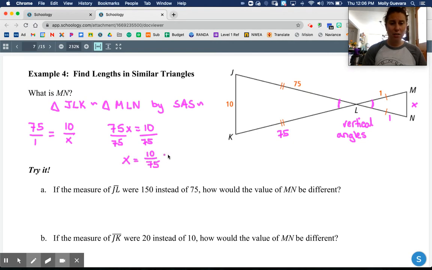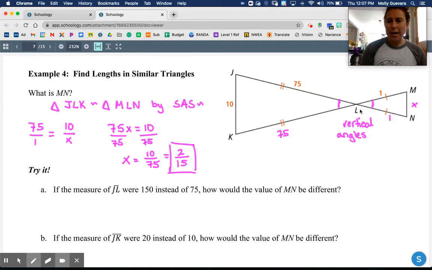That fraction does reduce. I can divide by 2. And I get 2. Oh, sorry. No, I can divide by 5. Huh, not 2. 10 divided by 5 is 2. I'm ahead of myself. 75 divided by 5 is 15. So x is 2 over 15.